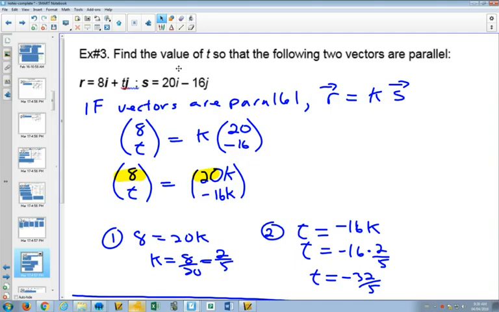Sometimes in these questions, the numbers will be so easy that you can just see it. But it's important to do questions like this one where that k value of 2/5 isn't something that comes out naturally. So you can see how you can use the algebra to help you solve that.